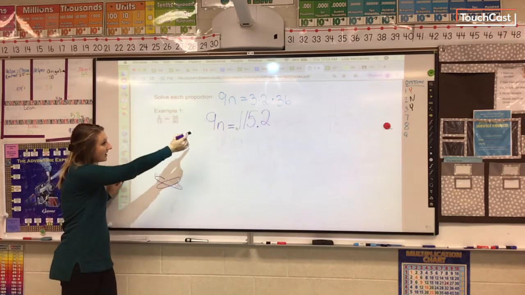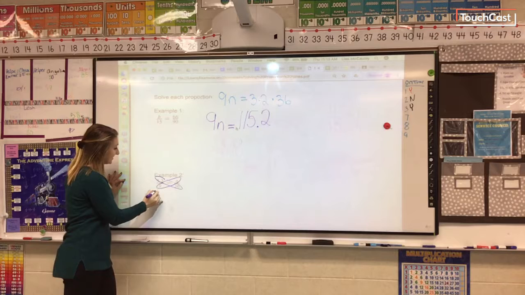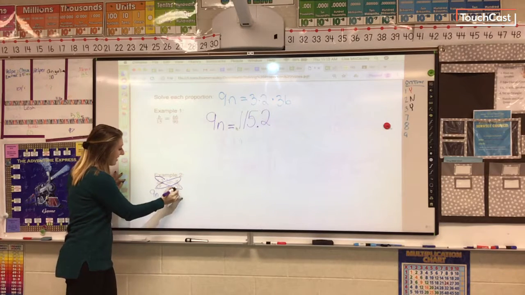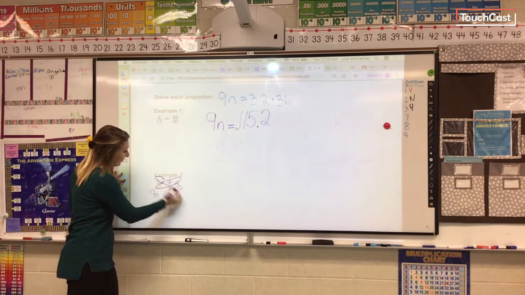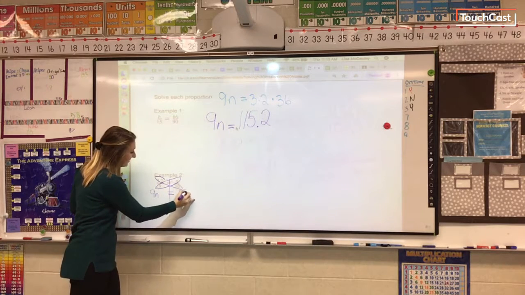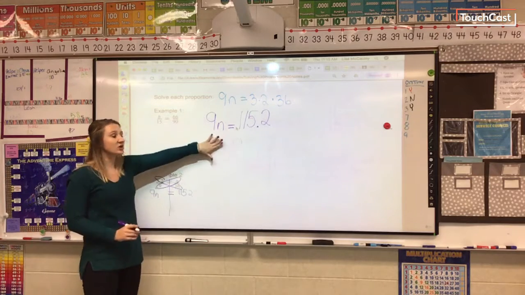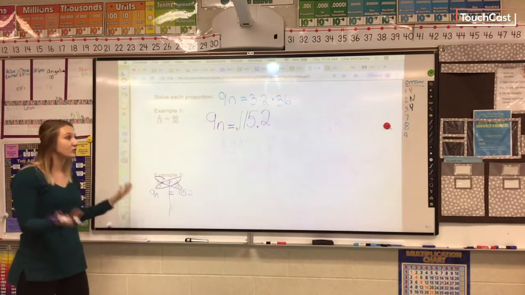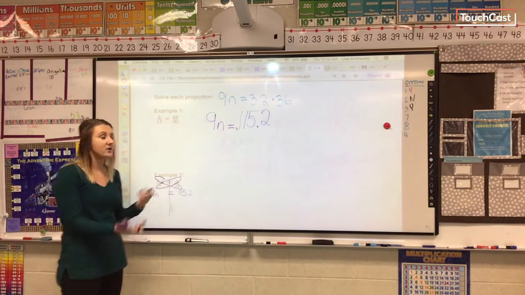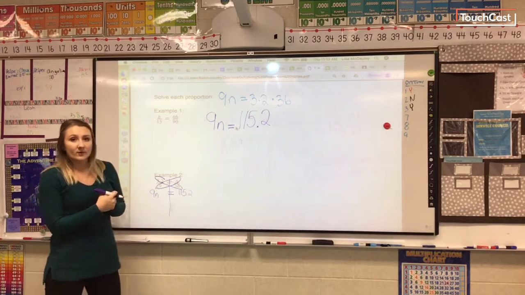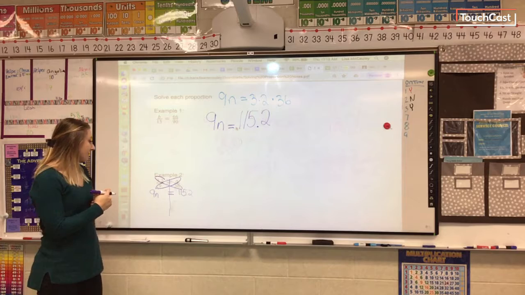Okay, and some of my students will also, on this side, bring their 9n over here, and then bring down their river, and they will put their 115 on this side so they know. Either way is fine as long as you are showing your work. Absolutely. If you don't show your work, we don't know what you're doing. Yep, we will not count it if there's not an equation shown or a river shown, all the work.